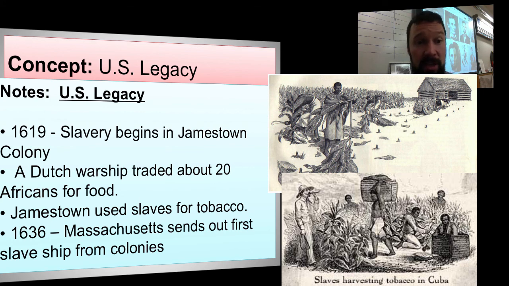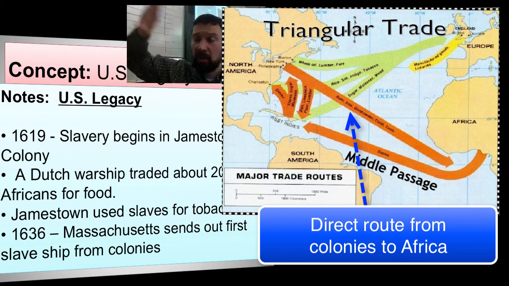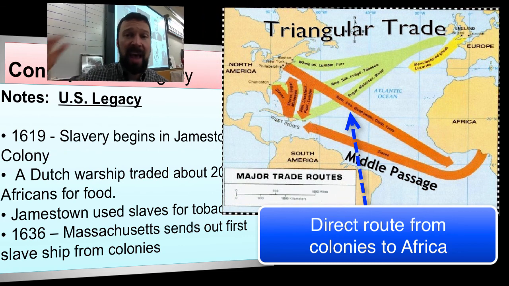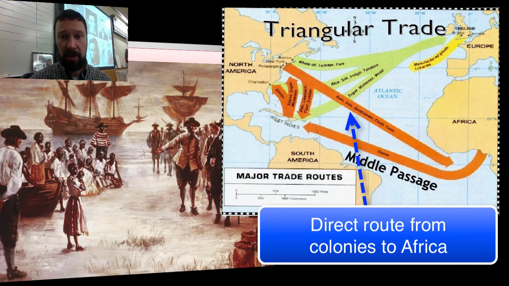And then in 1636, 17 years later, Massachusetts finally sends the first ship destined for Africa, foregoing the rest of the triangular trade, just goes straight to Africa, picks up slaves, and brings them back to the U.S. So that's pretty big stuff right there.